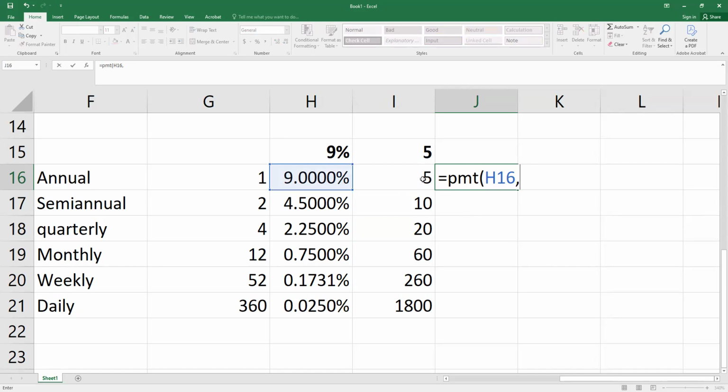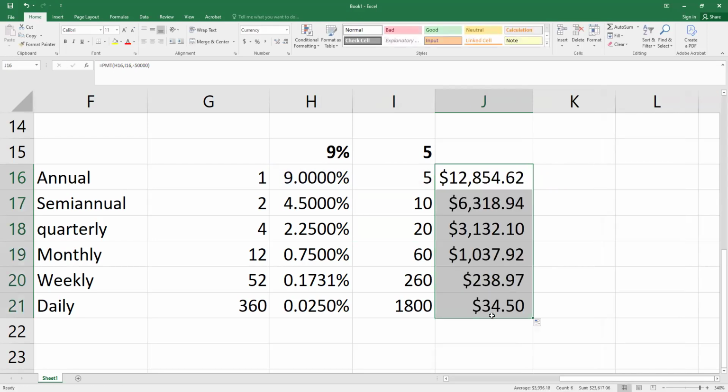Number of periods is 5, we said. Present value, how much was it? 50,000? Yeah. And that's it. And we put a negative sign here. Okay. That's what we have. Like yearly. Are we matching? Yeah, we are going good actually.